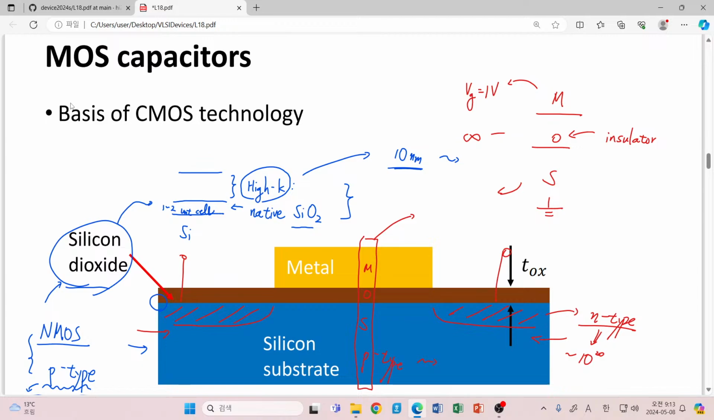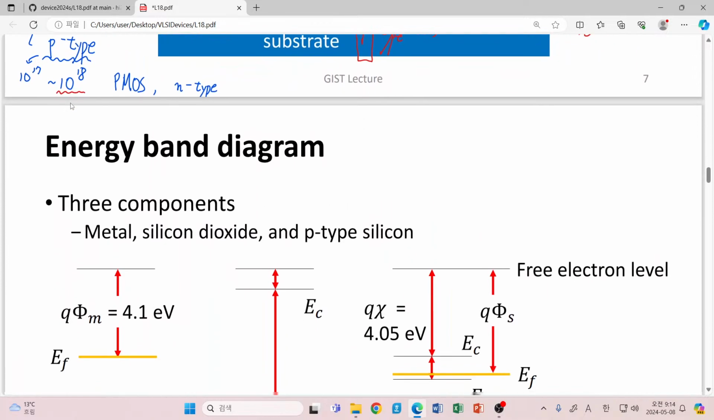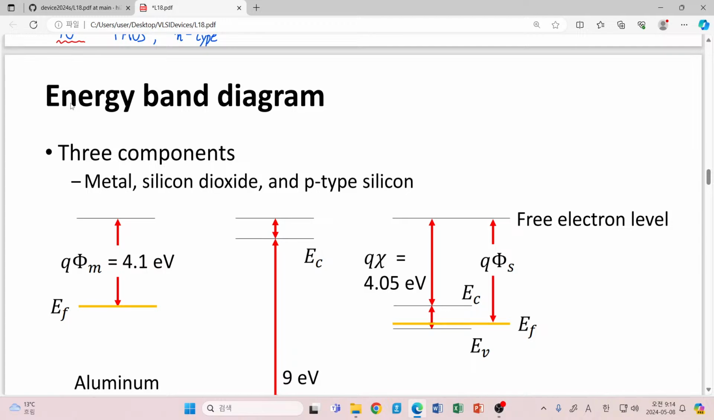I just told you that when I apply 1 volt, then we have a 1 volt difference, and that difference will be applied to the oxide. Seemingly quite okay, but we will revisit this topic once again. I think that is actually the main message of today's lecture. Okay, so in this case, it is really important to draw the energy band diagram. Actually, we have already drawn the energy band diagram for a PN junction, so we feel that I can do it quite well. However, we have some differences.